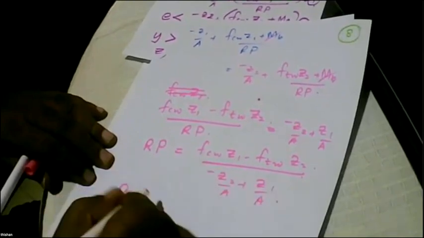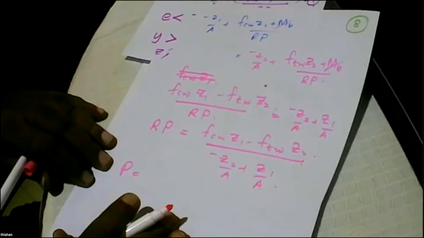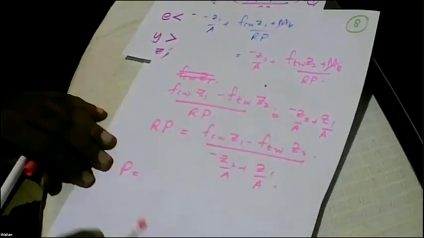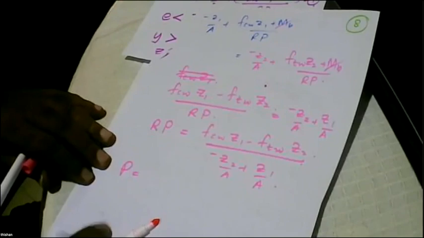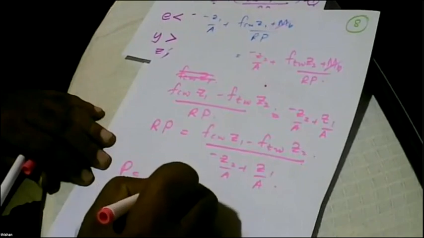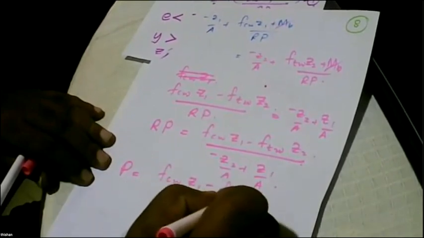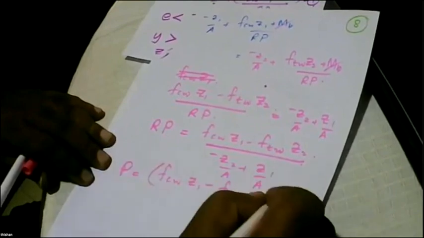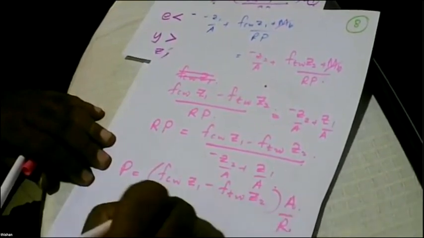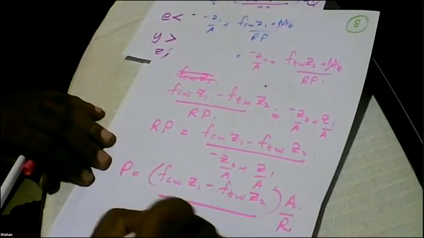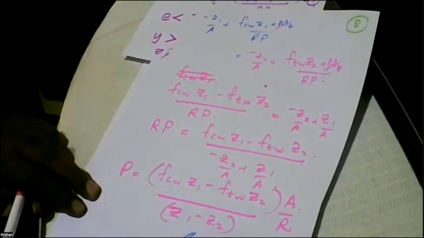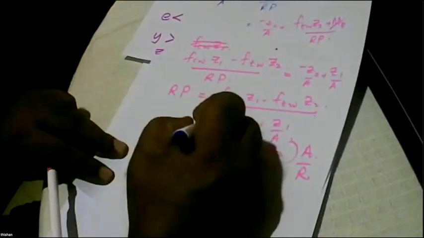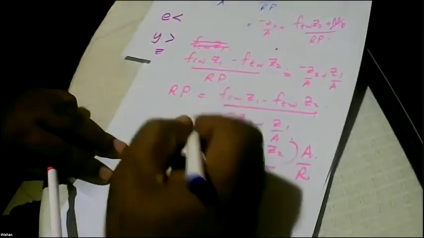From this one, P is equal to, so you can divide both top and bottom by minus 1. Then you get FCW Z1 minus FTW Z2 multiplied by A divided by R, you get minus Z1 minus Z2. So this is negative, this is negative, this is also negative. So that means you get a positive answer.